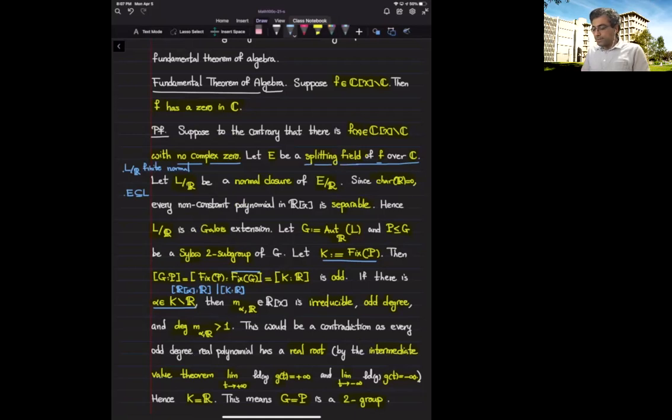Now, the other thing that we want to point out is that this extension L over R, which we know is a normal extension, is indeed a Galois extension, because the characteristic of R is 0. Every non-constant polynomial is separable, and therefore L over R is a separable extension. This you had in your homework assignment as well, but let's see why this is the case. It's not very hard.